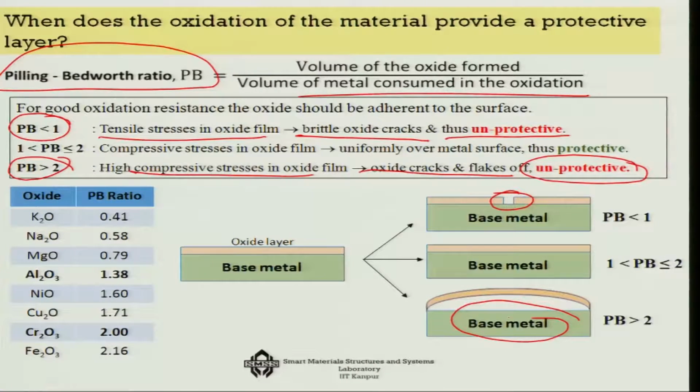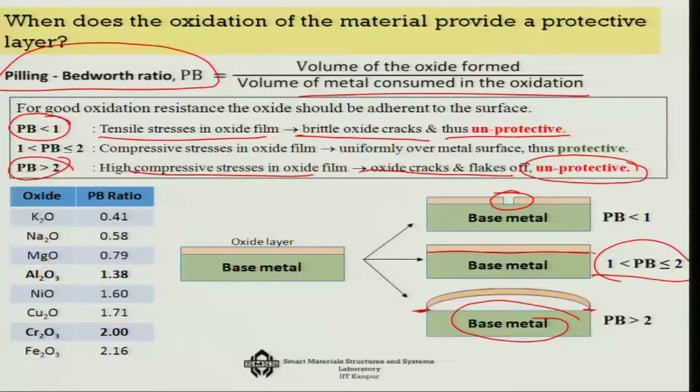So, there is this flaking off, as you can see that flaking off is taking place, the layer will come out. So, if the PB ratio is between 1 and 2, then it very nicely sits on the base material. So, it works very nicely as a protective coating.